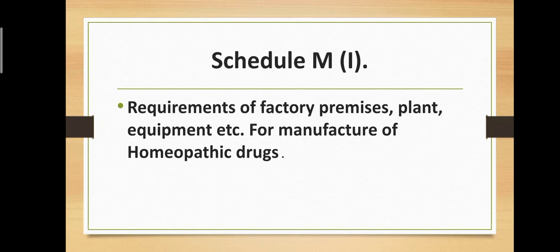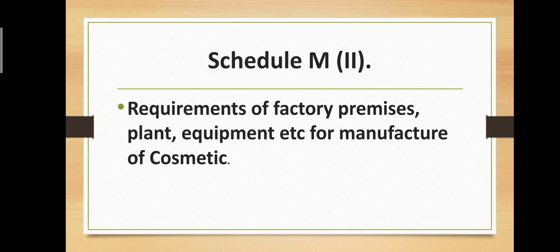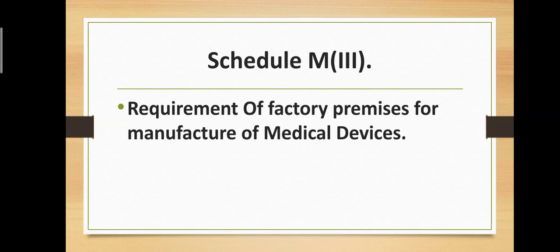Schedule M1: requirement of factory premises, plant, equipment, etc. for manufacture of homeopathic drugs. Schedule M2: requirement of factory premises, plant, equipment, etc. for manufacture of cosmetics. Schedule M3: requirement of factory premises for manufacture of medical devices.